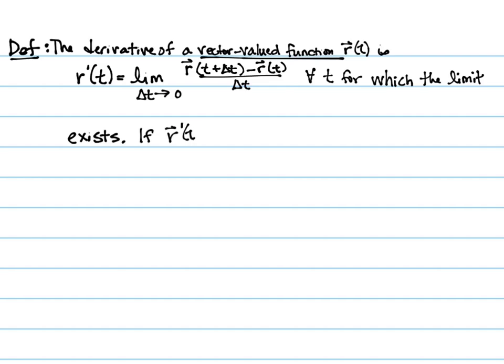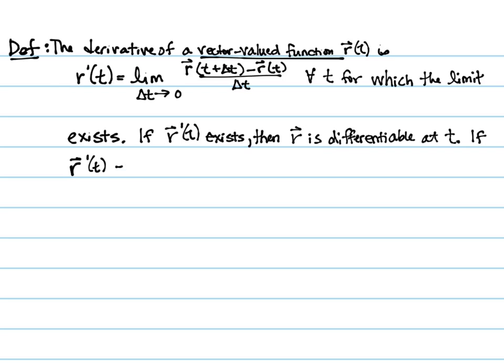If r prime of t exists, then r is differentiable at t. And then if r prime of t exists for all t in our interval, then r is differentiable on I.